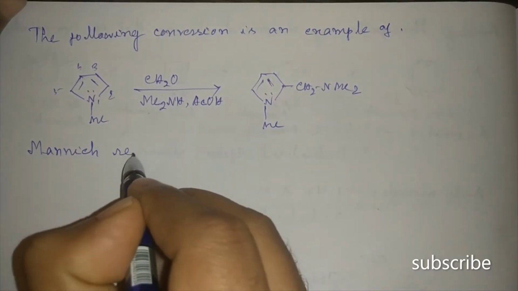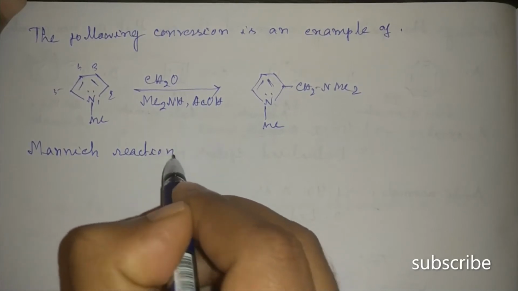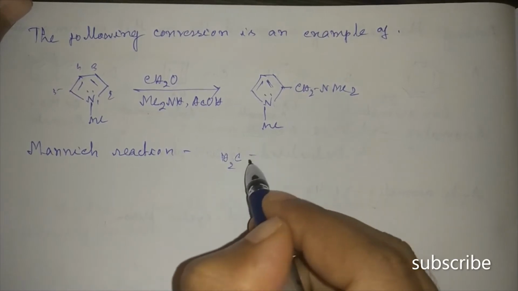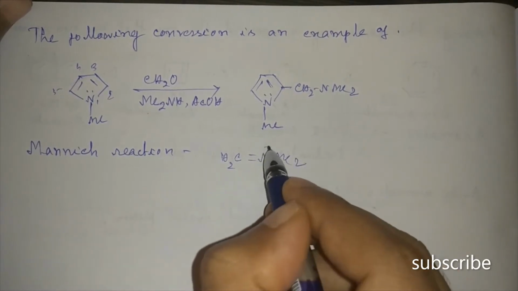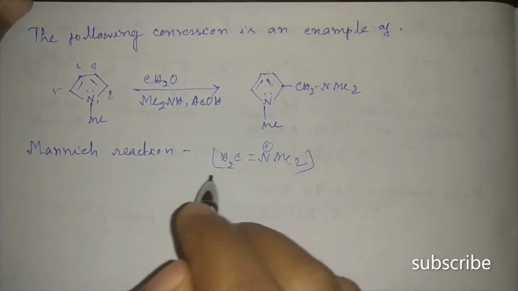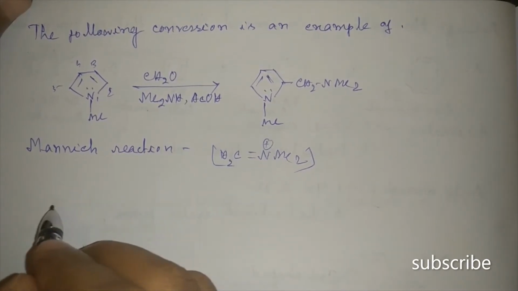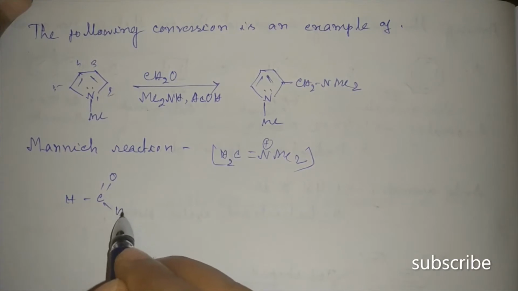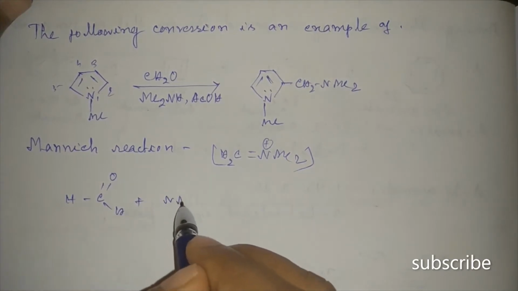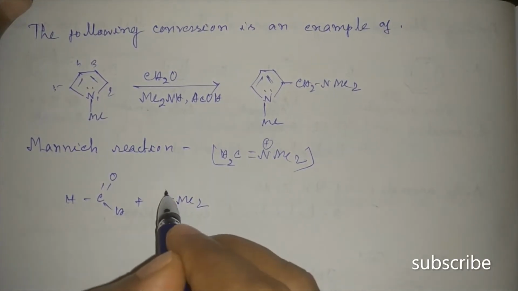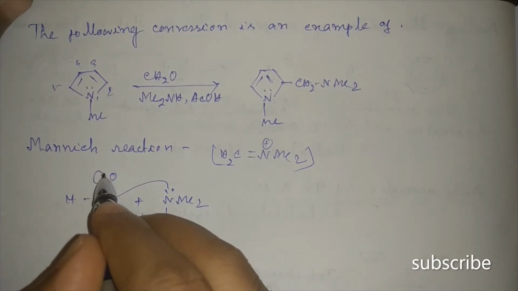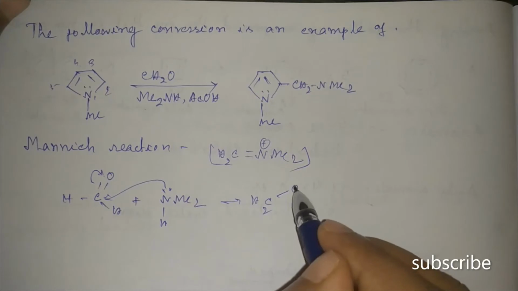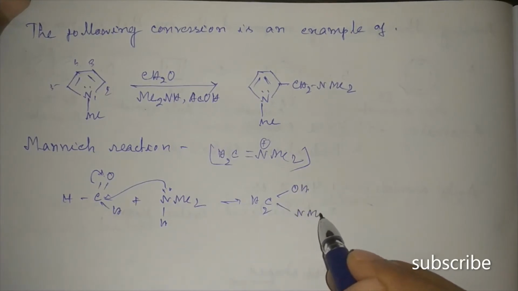Mannich reaction. In Mannich reaction, the electrophile is this. So how is the electrophile generated? Here the formaldehyde in presence of a secondary amine will be OH-NMe2.